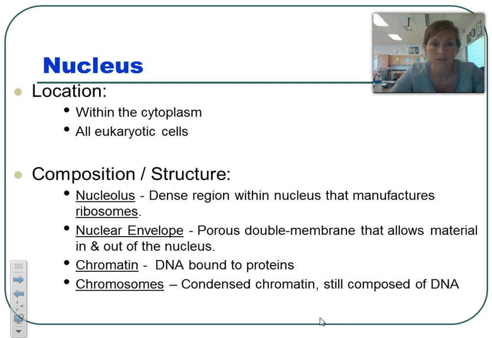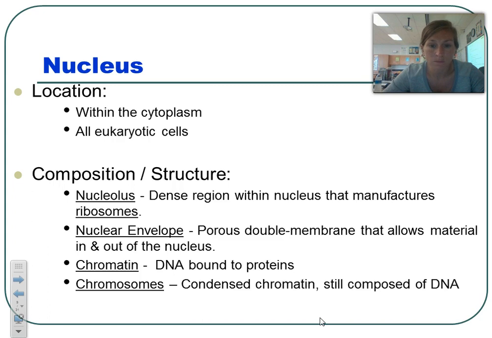Now the nucleus is within the cytoplasm, and it's in all eukaryotic cells. The composition and structure is made up of a nucleolus, which is a dense region within the nucleus that manufactures ribosomes. It kind of looks like a smaller ball within the nucleus, and it is labeled number 11 on that picture on your notes.